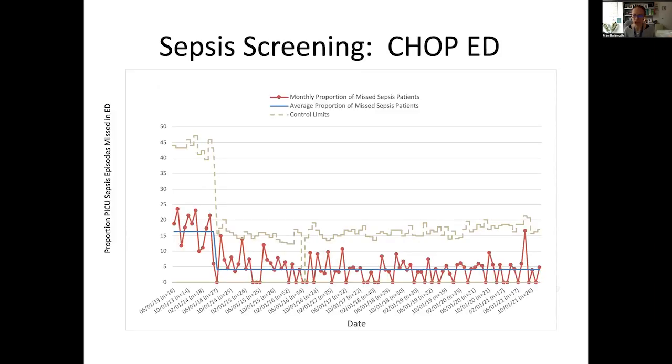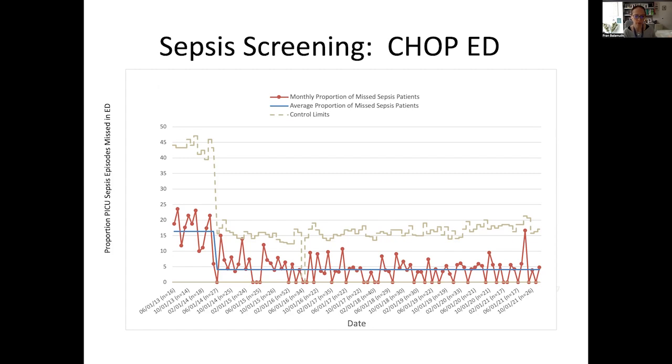And this is really the money shot. So, is this tool helping us catch the patients that we want to be catching? And so the y-axis here is the proportion of ICU sepsis episodes that were missed in the emergency department. So patients who ultimately went on to have organ dysfunction and where we didn't find them. And you can see that we put the alert in place in 2014. It's been going on now for almost a decade.